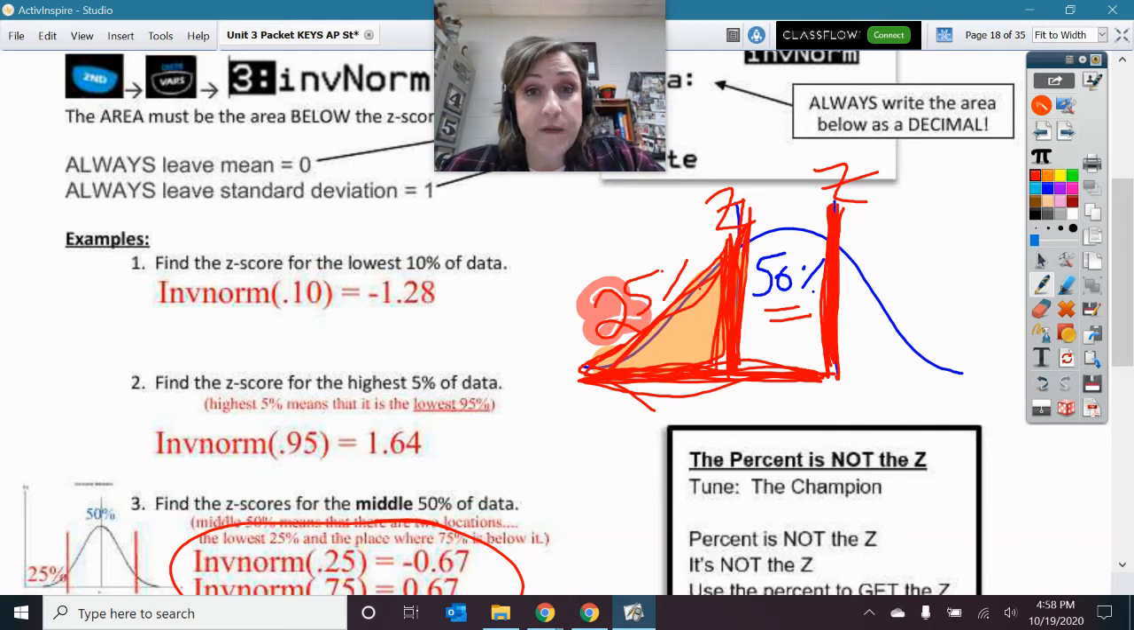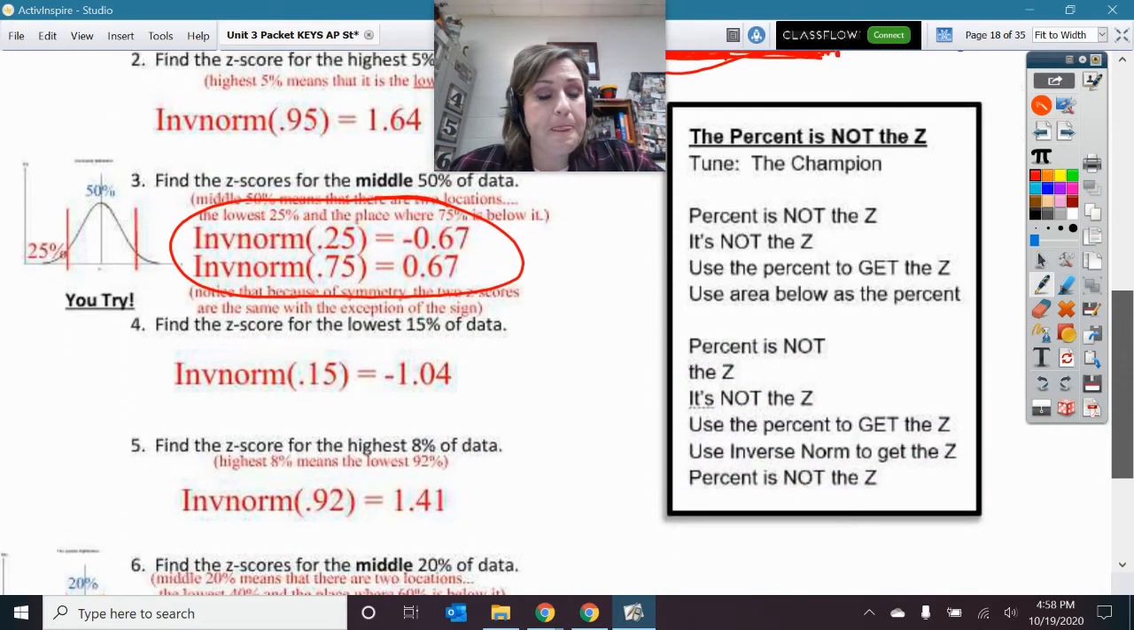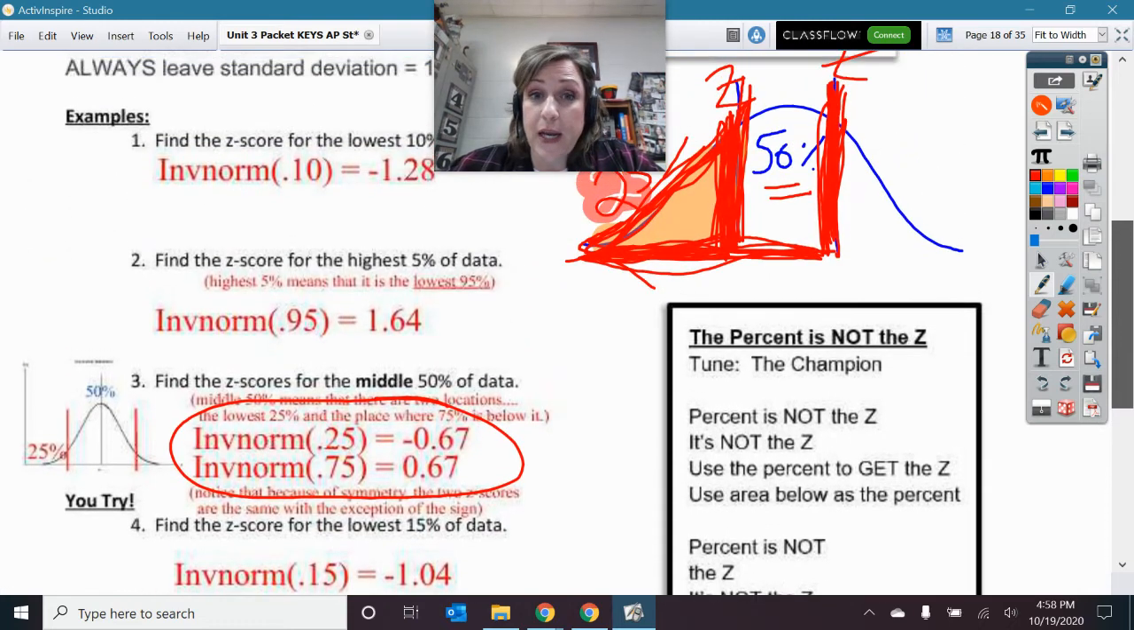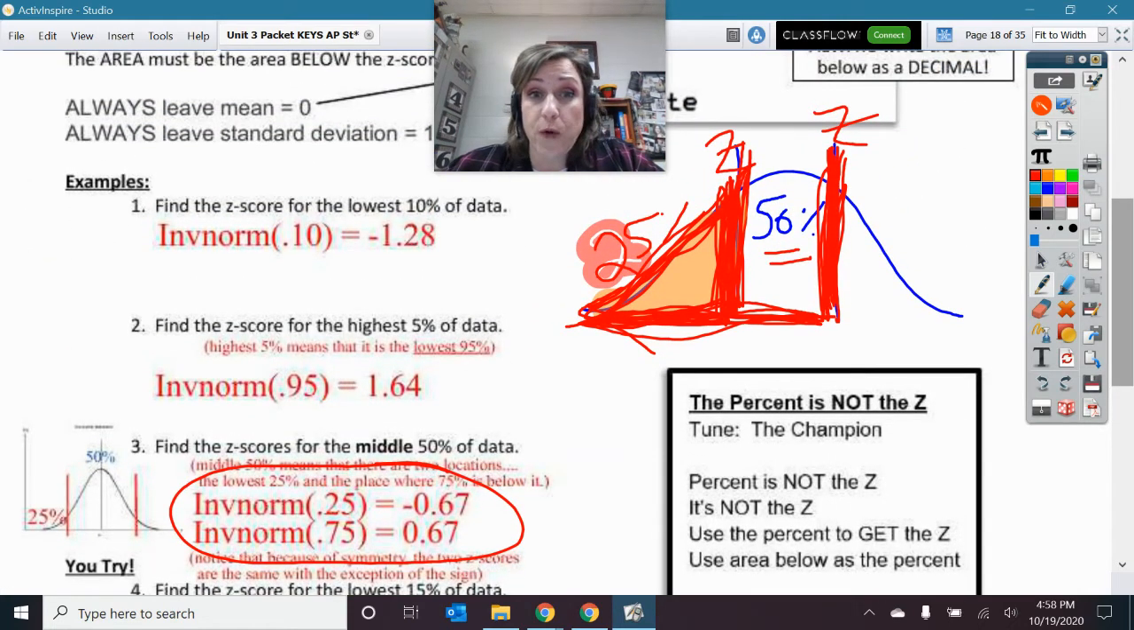And once I take inverse norm of this left-hand side value, I know because of symmetry that the top one's going to be the same thing except for positive. So technically you only have to compute this one. You just know it's the negative version of the positive one. All right. So if you stop the video right now and try numbers 4, 5, and 6, we'll see how you do.